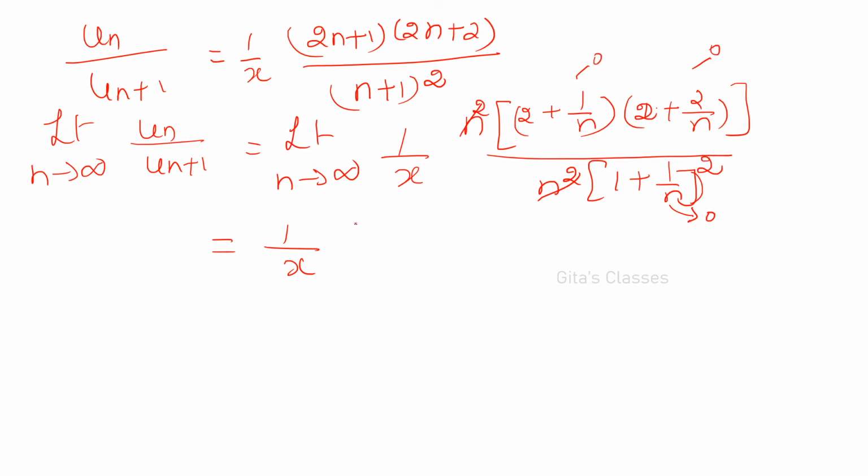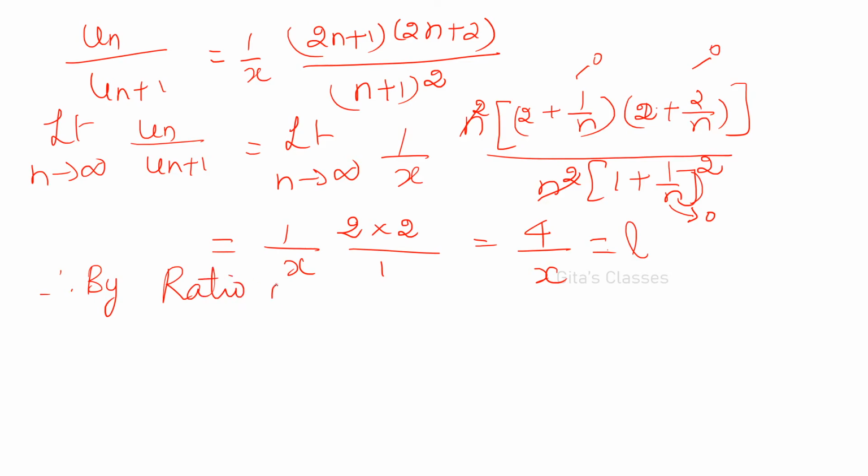What are the remaining values in the numerator? 2 into 2 divided by, in the denominator it is 1. So 4 by x. 4 by x is the value for limit L. This is our L for ratio test. Therefore, by ratio test, what can you decide? 4 by x.